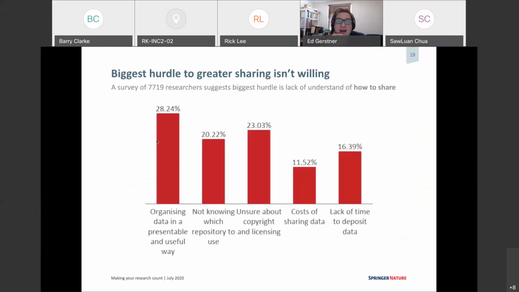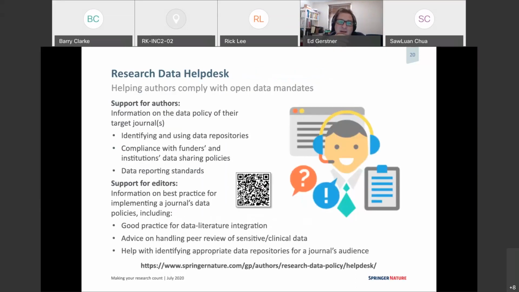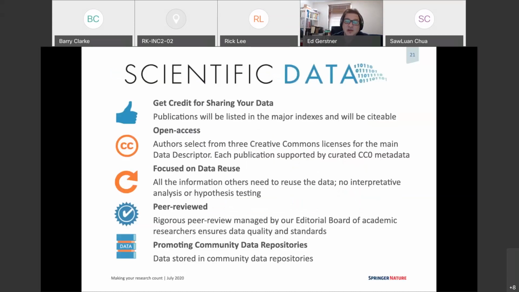But what we found when we've talked to our researchers, our authors, is that the biggest hurdle to sharing isn't their desire to share it, but they don't know how. They don't know how to present it in a way. They don't know where they should share it. And so we've created a research help desk that provides advice and support for where people can deposit their data to share it, again, to improve the impact of their research.